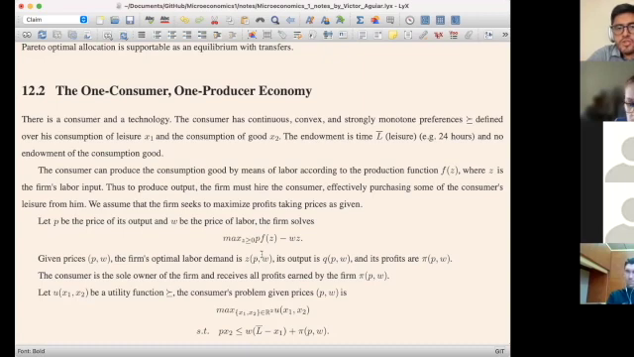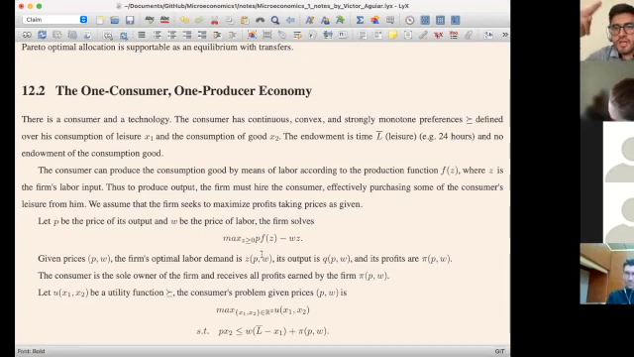The consumer has continuous, convex, and strongly monotone preferences, wonderful preferences, the nicest possible ones, not the likes that you're going to see in the core exam. They always throw you some non-convexities there to make your life more difficult, and also some failures of monotonicity. But here we're going to study the nice version. So these are nice, wonderful preferences.